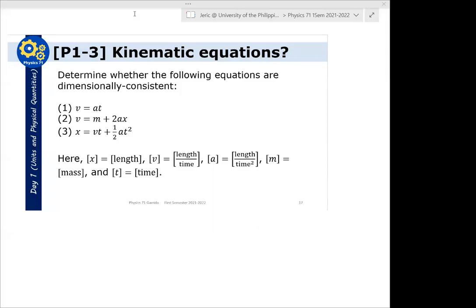Okay, so now I believe you've solved some of the problems. So okay lang yan if you haven't. Isa-solve ko rin naman yan.